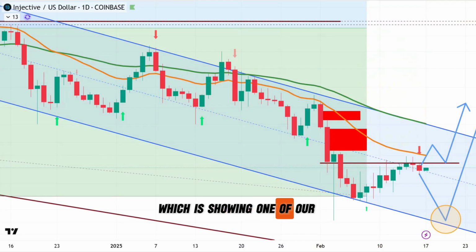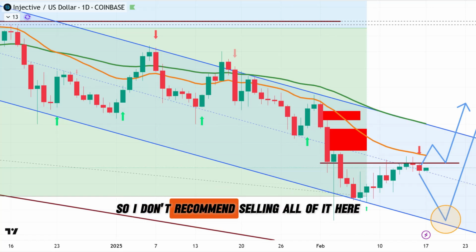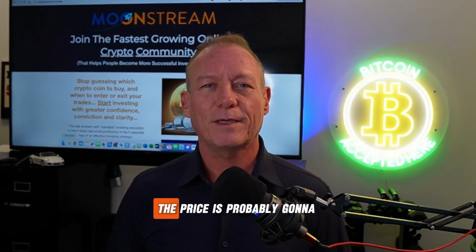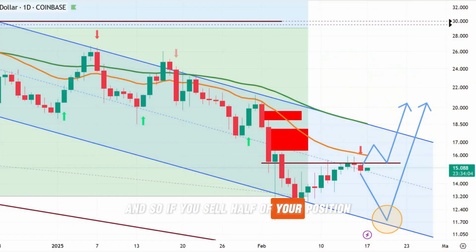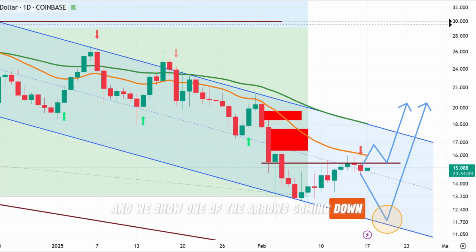So we're going to cut in a chart here of Injective, which is showing one of our early reversal indicators, a bearish early reversal indicator with the red arrow, indicating that it's probably going to go a little bit lower. So I don't recommend selling all of it here, but let's say that you sold half. In this case, the price is probably going to come down 10% or so. And so if you sell half of your position, it could be a third, it could be a half, but by selling a half of your position, then you've got cash to buy it back down lower, and we show one of the arrows coming down where you can buy it back. That just lowers your break-even cost.